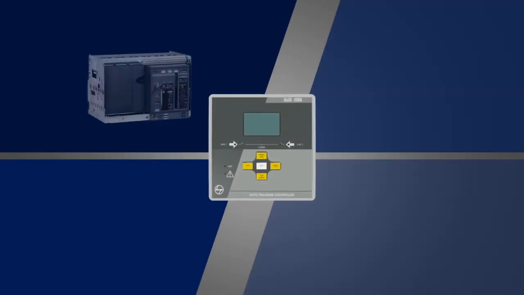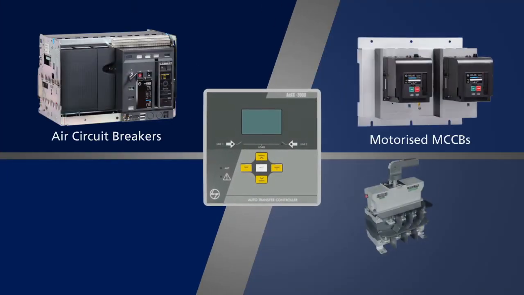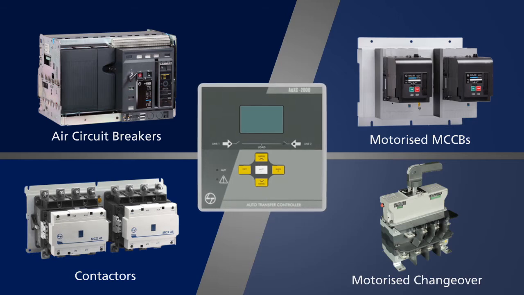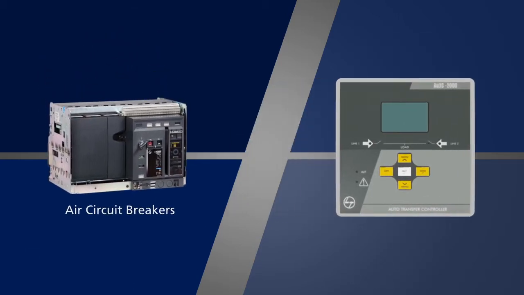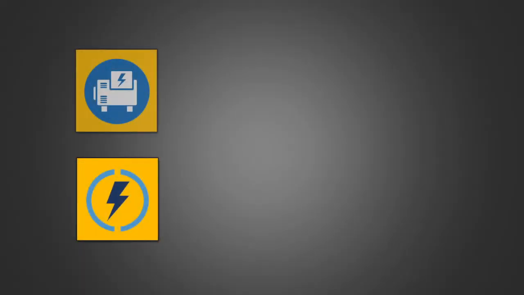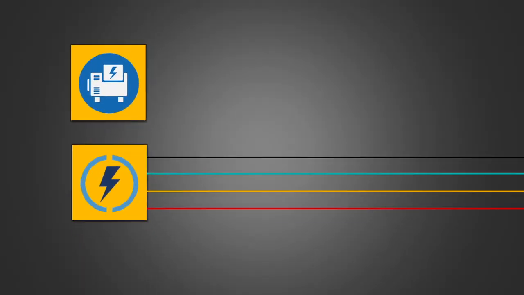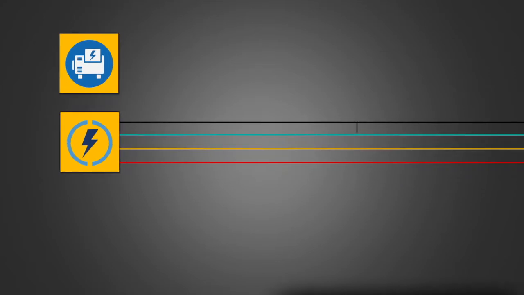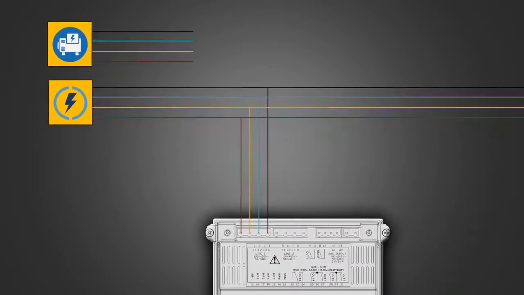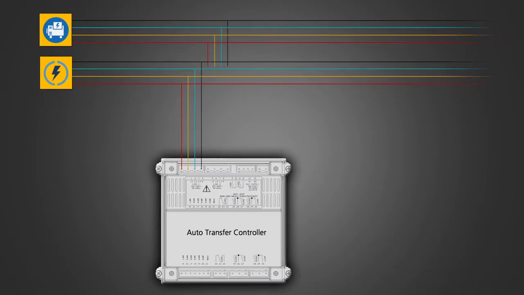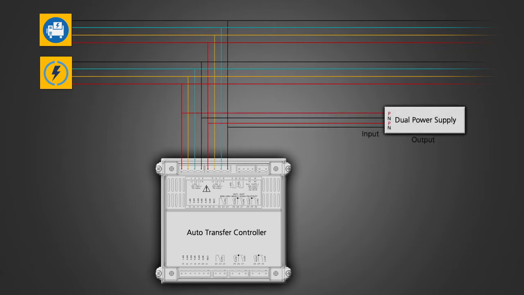Now let us see the connection and programming for AUXC2000 Auto Transfer Controller, or ATC, with air circuit breakers or ACBs. These are the two power supply sources. Line 1 is coming from utility and is also the priority line. Line 2 is the backup supply coming from the generator. A dual power supply is used for auxiliary supply connection of ATC and the ACBs.